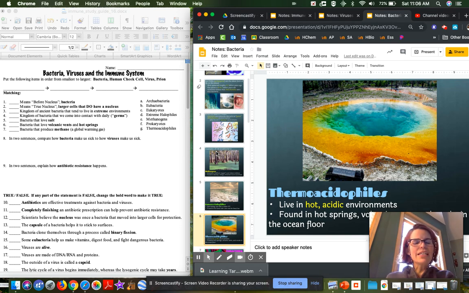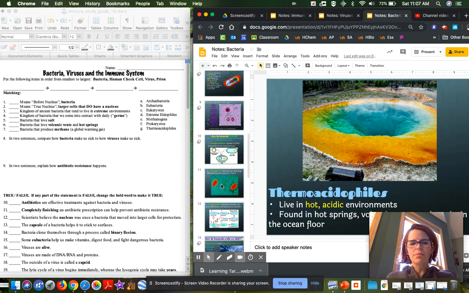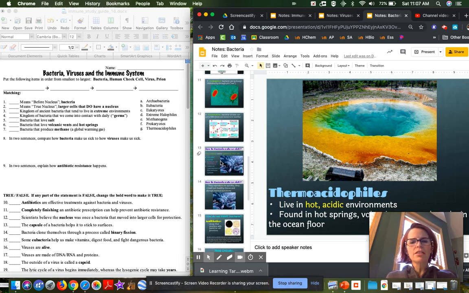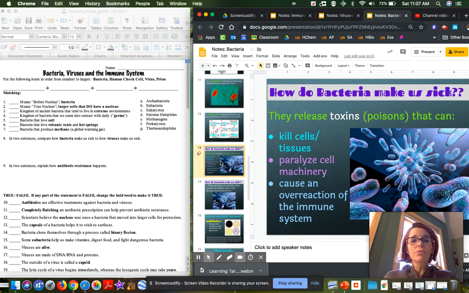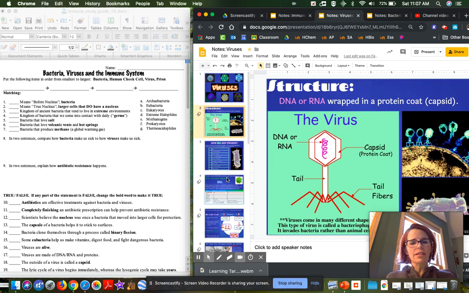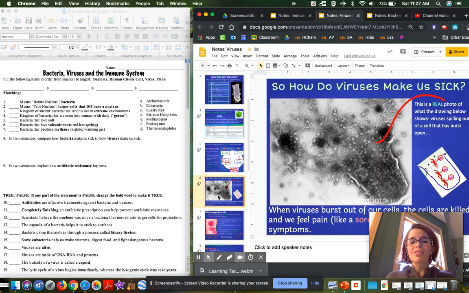All right, number 8 says, in 2 sentences, compare how bacteria make us sick to how viruses make us sick. So I'm going to see if I can scroll around here. I'm in the bacteria notes. The way that they make us sick is they release toxins. That's very, very different than the way that viruses make us sick. Viruses cause our cells to burst open. So bacteria kill our cells by giving poisons, and then viruses cause our cells to explode. I'm pointing to my throat because it can give you a sore throat depending on which way it's making you sick.